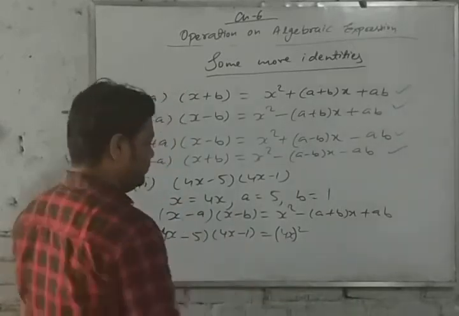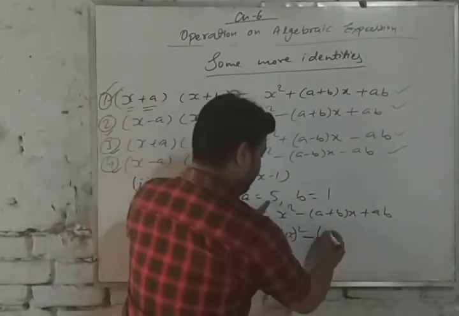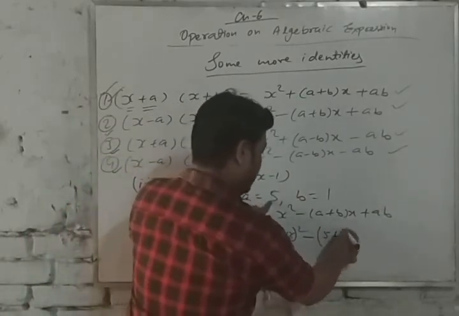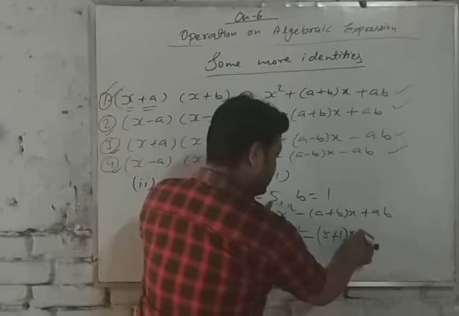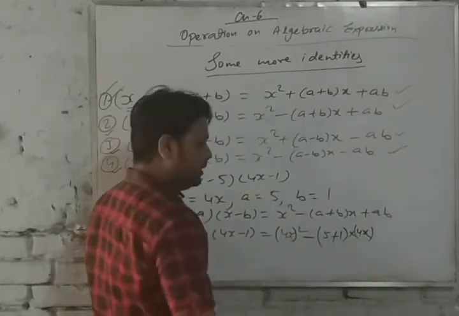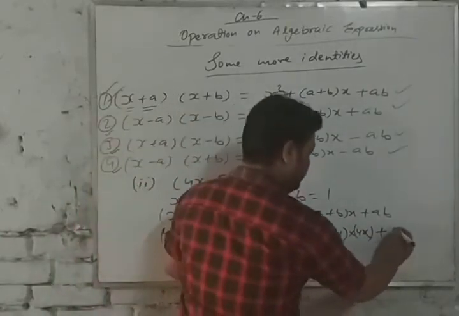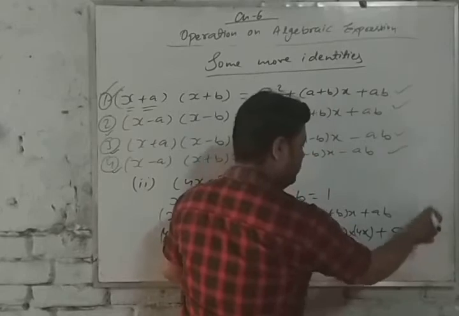Okay, now let's see. Minus, here the value of a 5 plus b 1, then x, again x here, so we will write 4x in bracket. Okay, now plus the value of a 5 and the value of b 1.